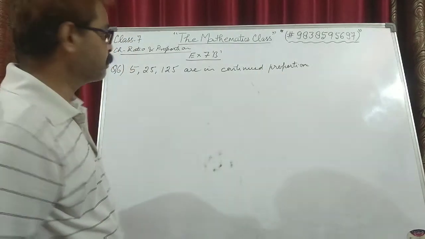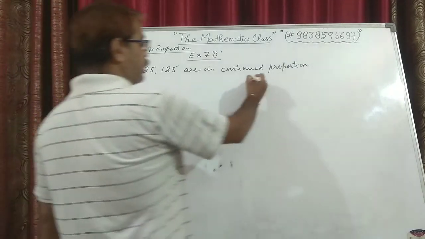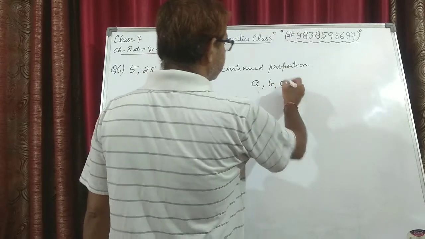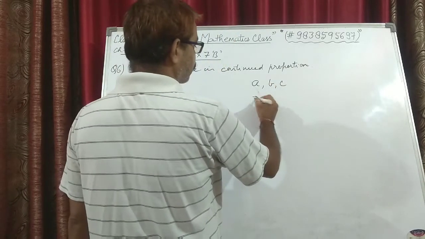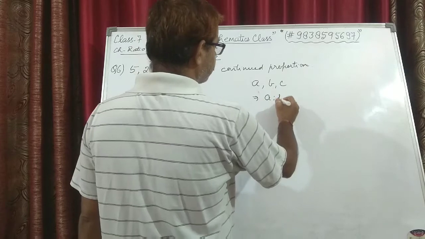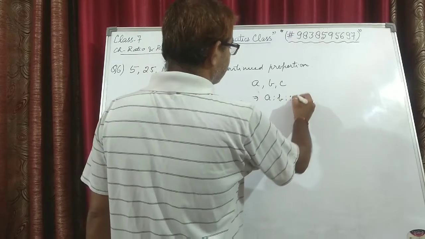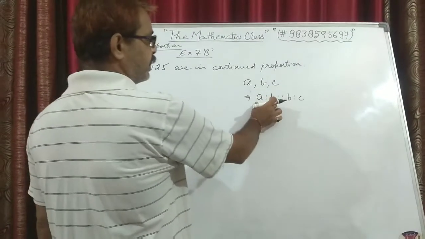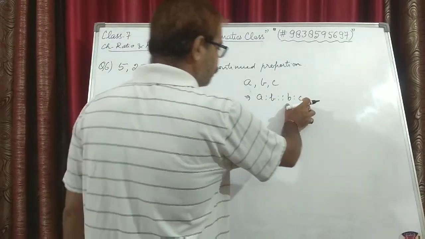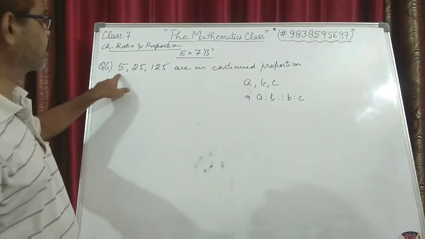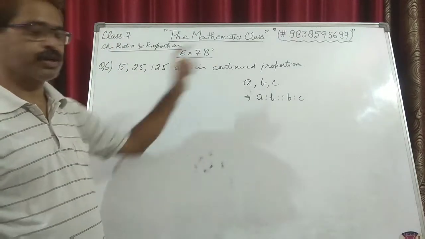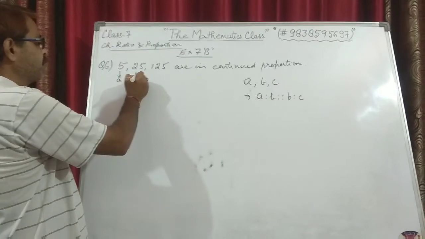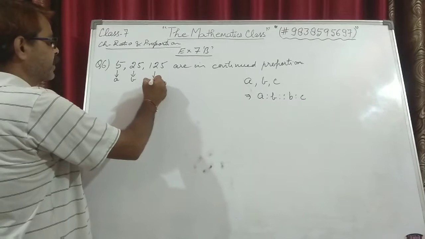We have studied in the previous class, if there are three numbers given A, B and C, they are in continued proportion if A is to B is proportional to B is to C. So it means the ratio of A and B must be equal to the ratio of B and C. We will check whether these are in continued proportion or not. So we will assume 5 as A, 25 as B and 125 as C.